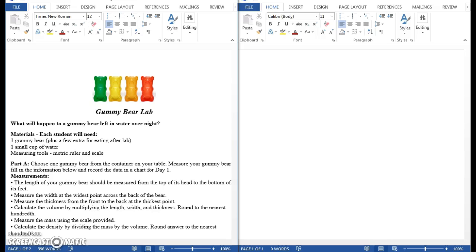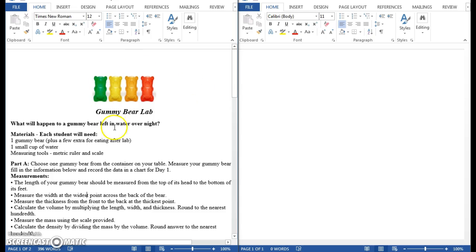Okay, so we are getting ready to do our first lab, and when we do our labs, we will always have a lab report that we turn in with our labs. So over here, we're going to be doing this gummy bear lab, and I pulled up a blank Word document to show you, kind of walk you through how you're going to do your lab report.